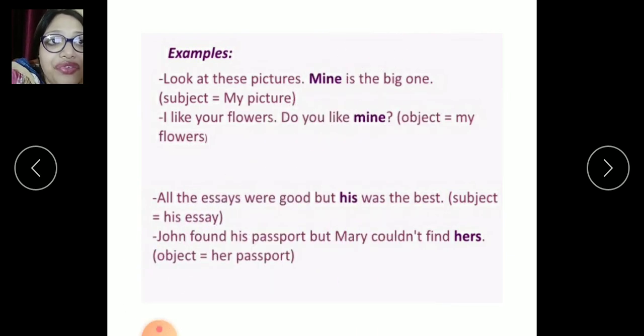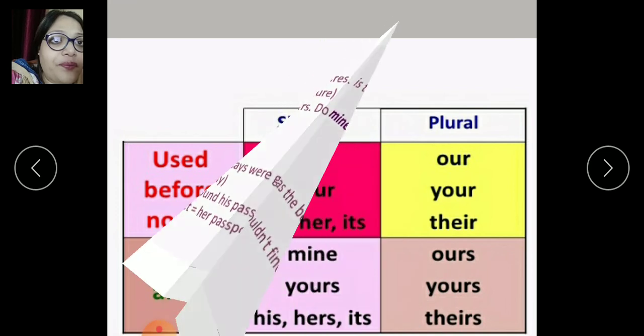Now let's go through a few examples. Look at these pictures. Mine is the big one. So mine is the possessive pronoun. I like your flowers. Do you like mine? All the essays were good, but his was best. John found his passport, but Mary couldn't find hers. So here mine, his, and hers are possessive pronouns.